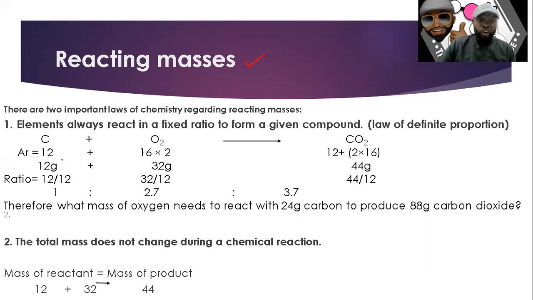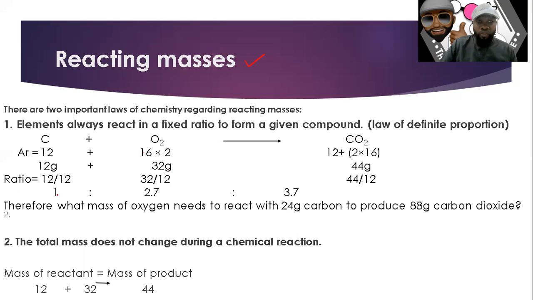So the mass of carbon is 12 grams. The molar mass of the oxygen molecule is 32 grams, and the relative molecular mass of carbon dioxide is 44 grams. Now, to calculate the ratio of reacting masses, we must divide by the smallest of the 3 masses. So we've got 12 grams, 32 grams, and 44 grams. 12 is the smallest, so we divide throughout by 12 to calculate our ratio.